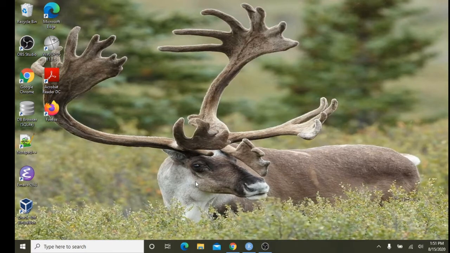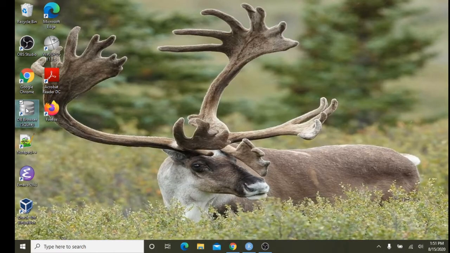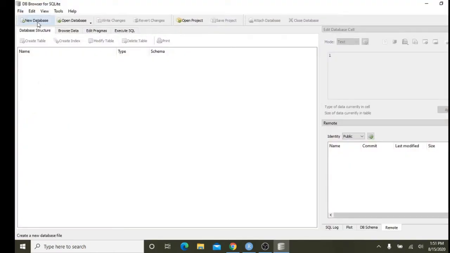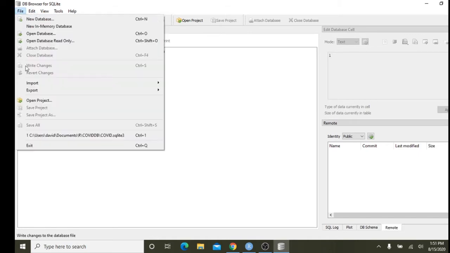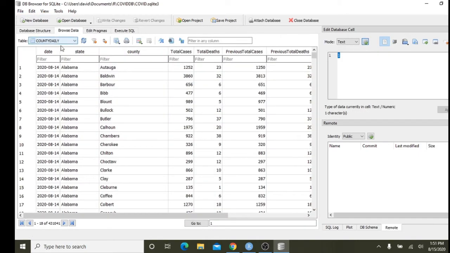Okay, let's go and run the COVID-19 numbers for the United States. Today is August 15th, 2020. Let's just pull up our data. First of all, let's take a look at our SQLite database, see what we got here. Open this up, do some data browsing here.